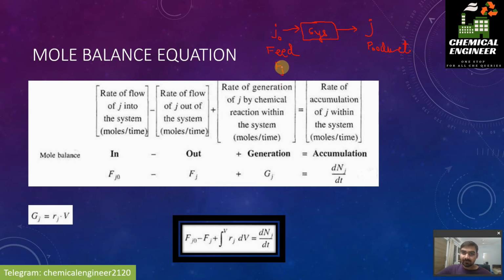So its flow rate is Fj naught, meaning mole per hour. It is going inside the system with this flow rate. These moles are going inside with this rate, and they are coming out with a rate of Fj. These two letters should be clear, then I will move forward. Mole per hour, same unit.